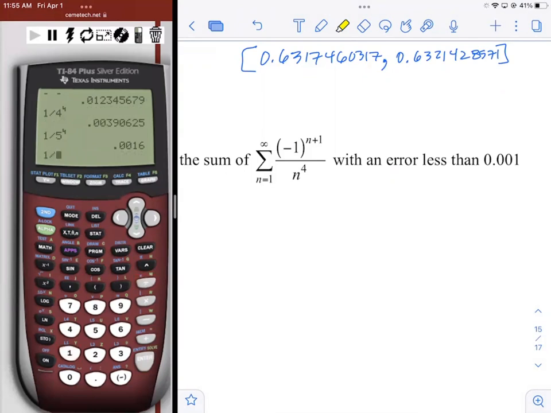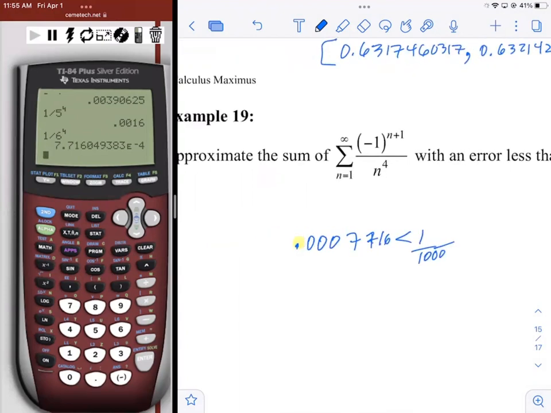1 divided by 6⁴. Well, that one I have to write out now. That's 0.0007716. Is that less than 1/1000th? That is less than 1/1000th. So that ended up being the sixth term, this is a sub 6.